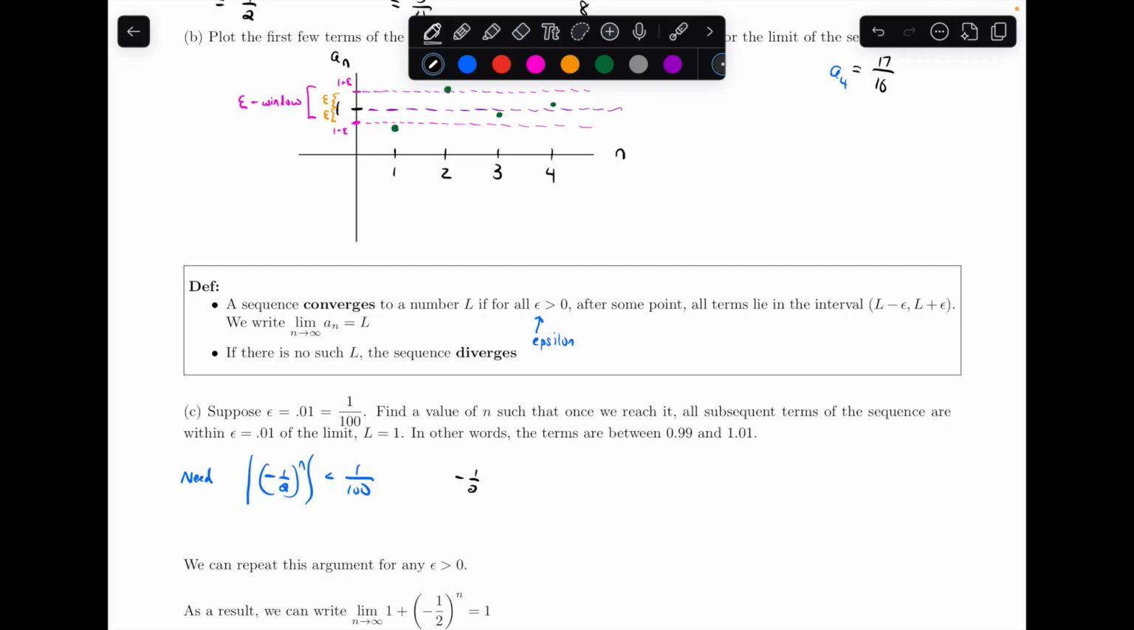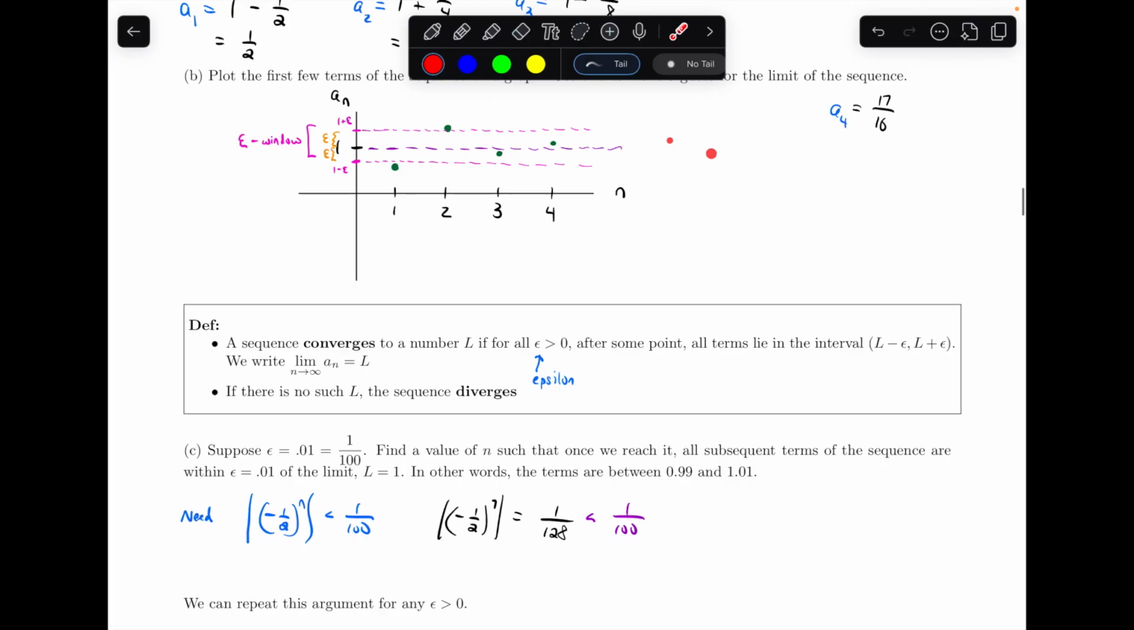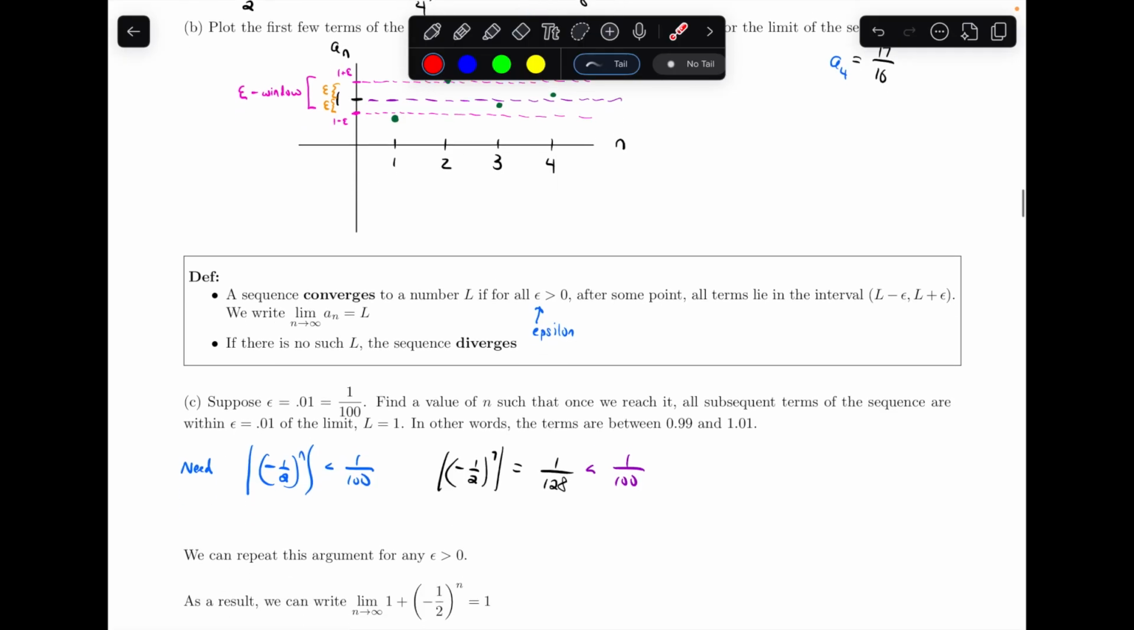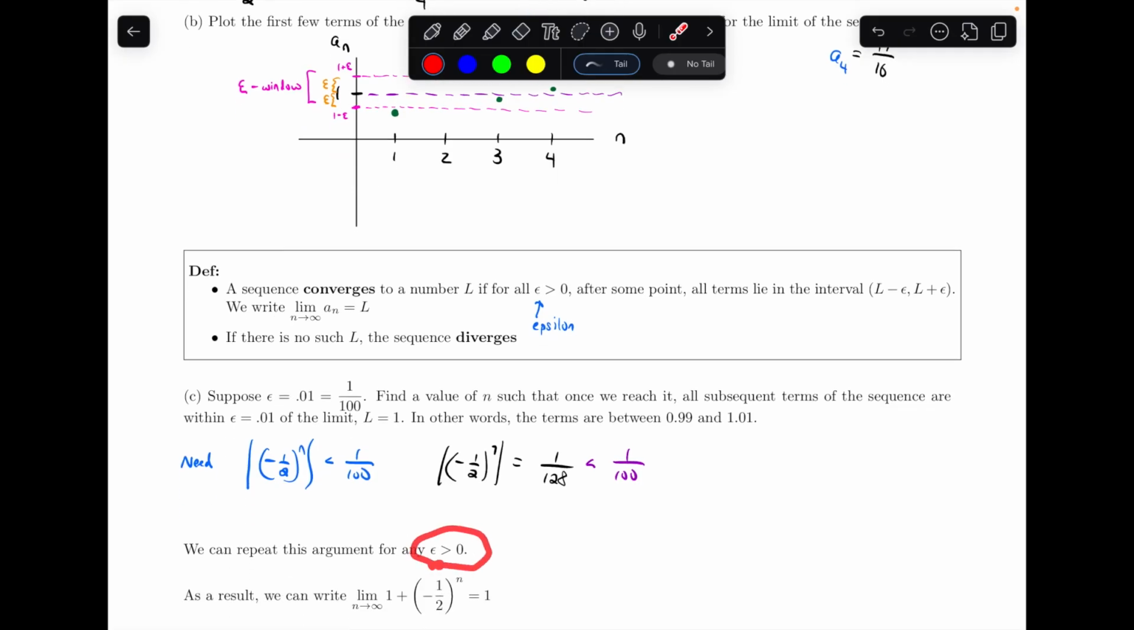If I were to do negative 1/2 to the 7 and then absolute value it, I get 1 over 128. Okay, and that is less than 1 over 100. So once I reach n equals 7, all the terms after that are going to be within 1 over 100 away from this limit value, away from the 1. Okay, and I can imagine that I could pick any other value for epsilon, even smaller. But if I made it smaller, I'm just going to have to make this exponent get larger to guarantee that eventually I'll get that small. Okay, and there we have it. That is our intro to sequences.